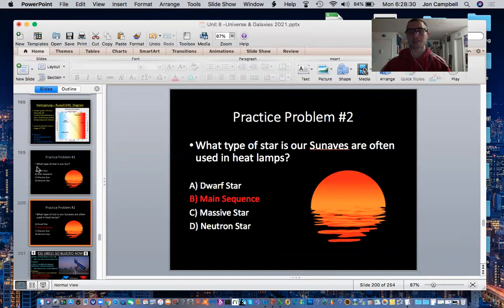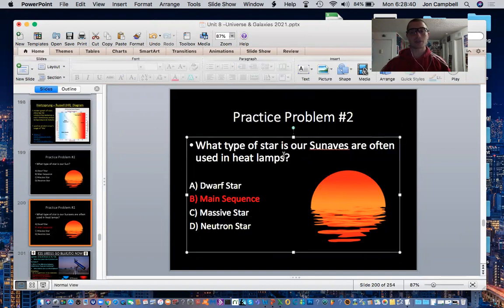It is B, main sequence. Our star is not a dwarf star. It's not a massive star. It's not a neutron star. Okay. The best answer would have been main sequence B. So if you got to know what type of star our sun is, it is the main sequence.